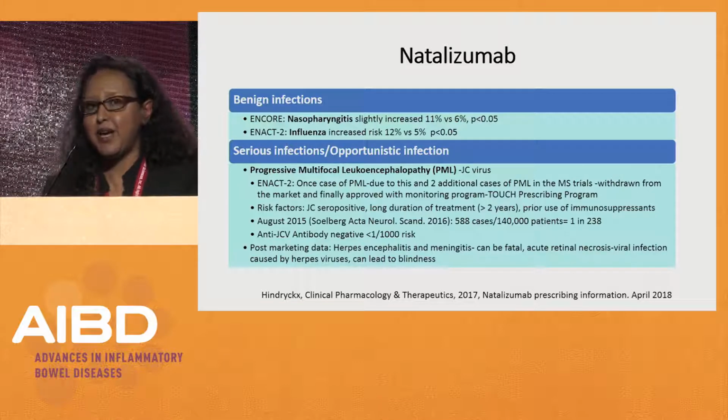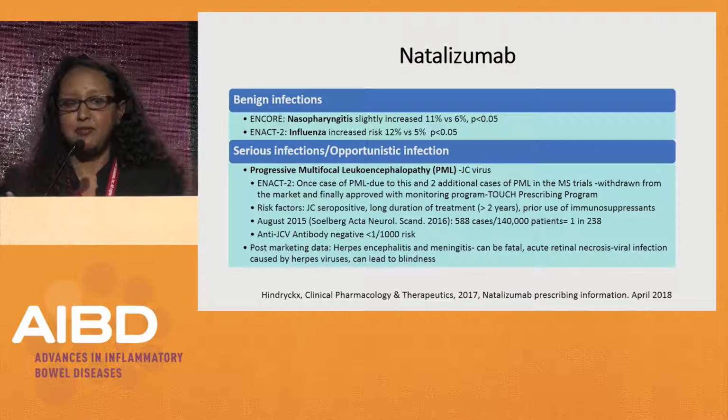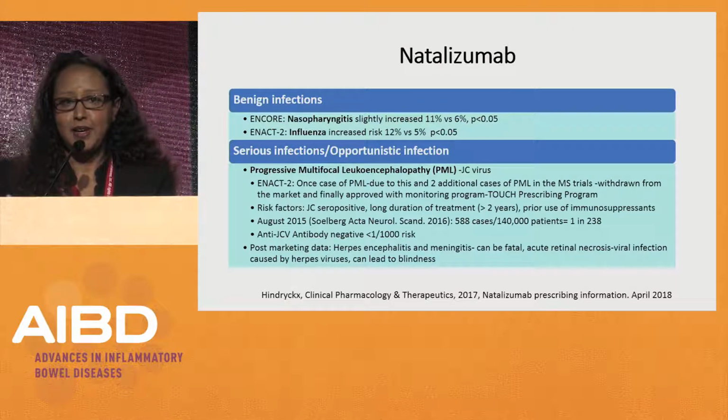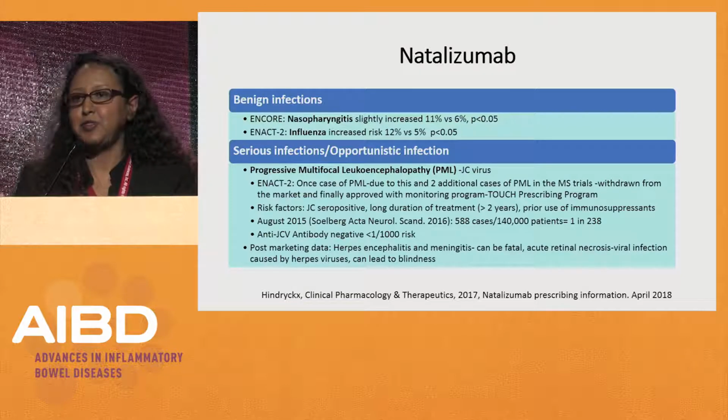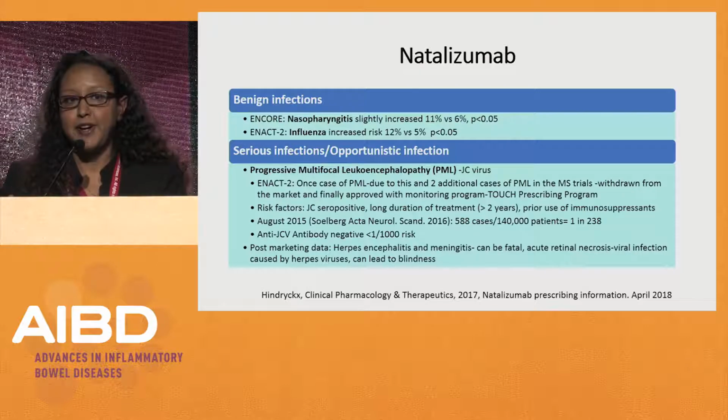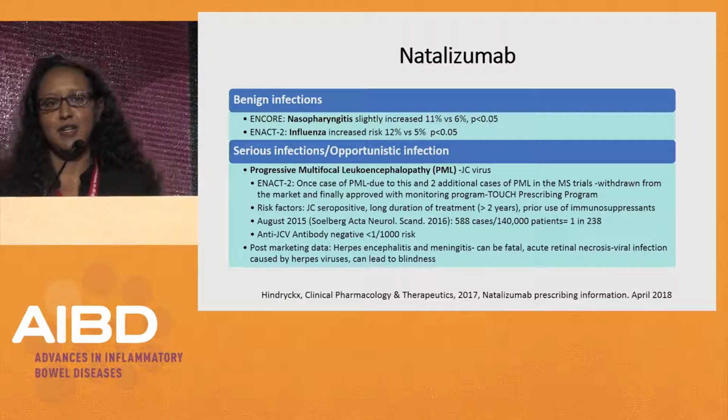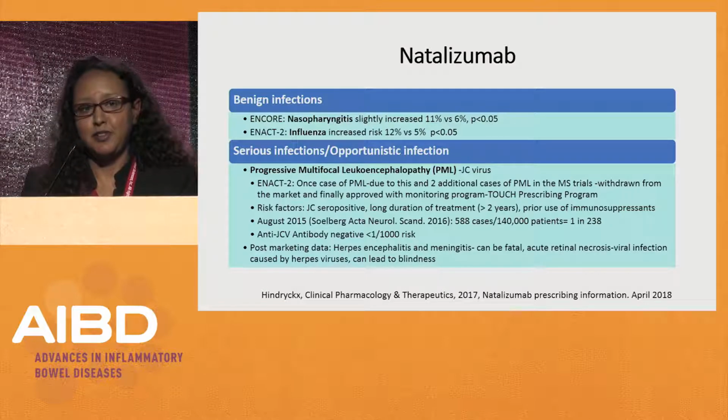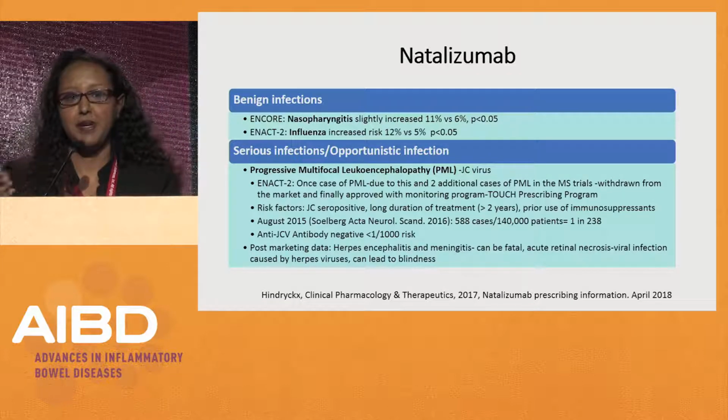Well, how about natalizumab? Well, natalizumab is an alpha-4 beta-7 beta-1 antibody causing immunosuppression in the brain and in the GI tract. Based on the clinical trials for natalizumab, there was an increased risk of nasopharyngitis and even maybe the flu based on the clinical trials for IBD. But of course, the most serious infection that you hear about with natalizumab is really the concern for PML due to JC.